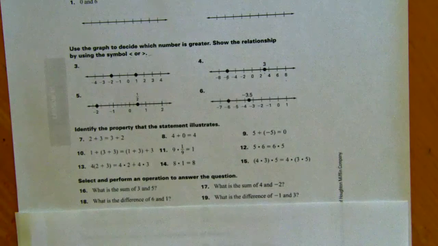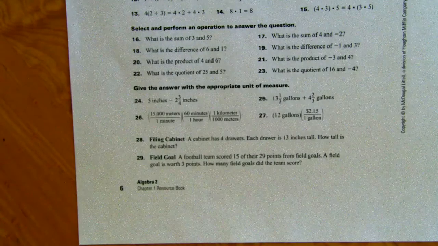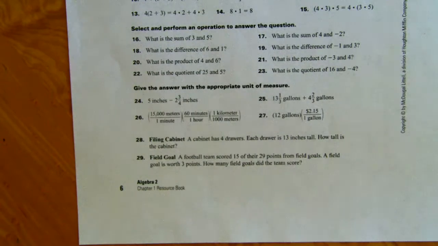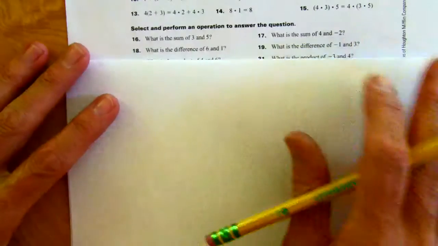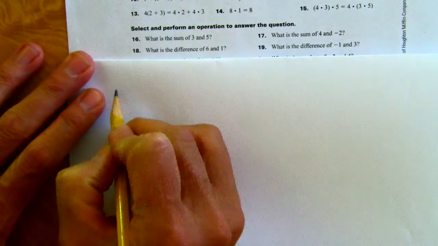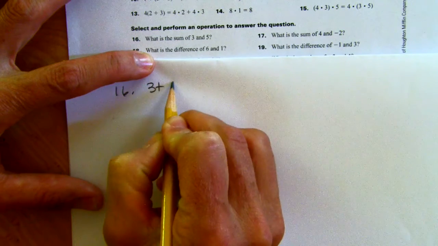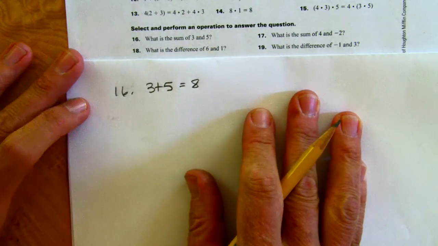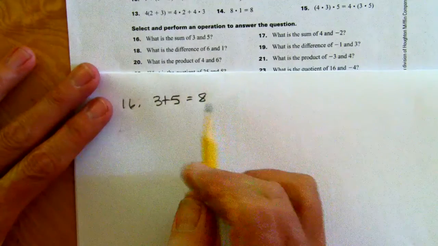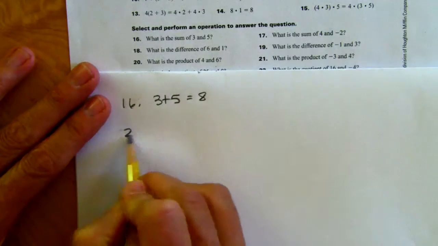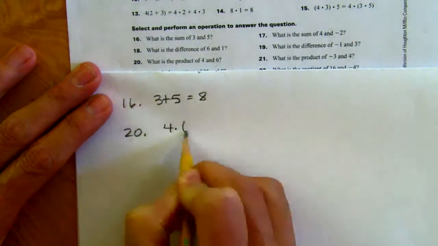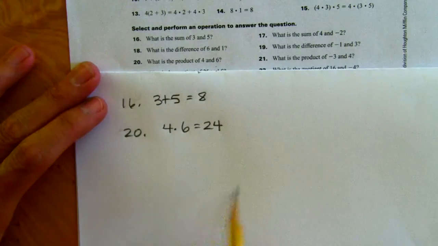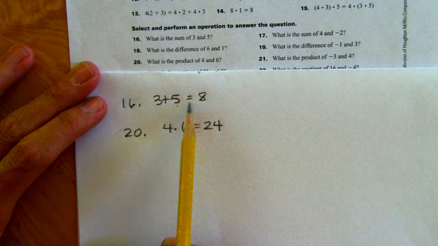Select and perform an operation to answer the question. Keep rolling down. What is the sum of 3 and 5? So you could just say 3 plus 5 equals 8. Sum is the answer to an addition problem. What is the product of 4 and 6? Product is the answer to multiplication. This is good enough for a statement of the problem and the answer.